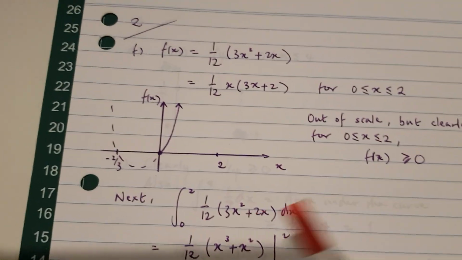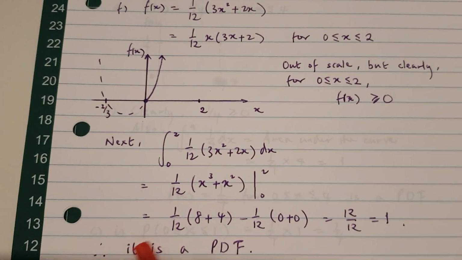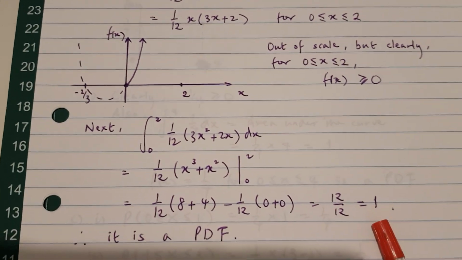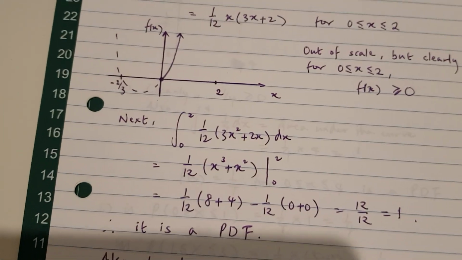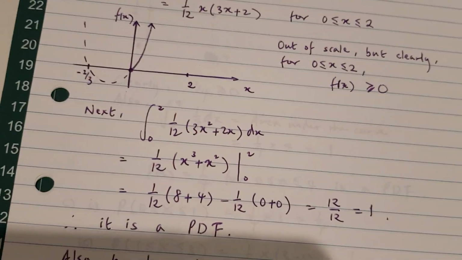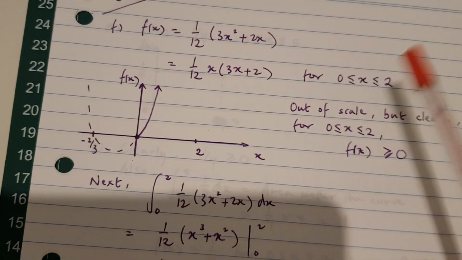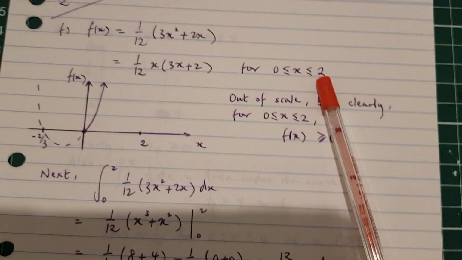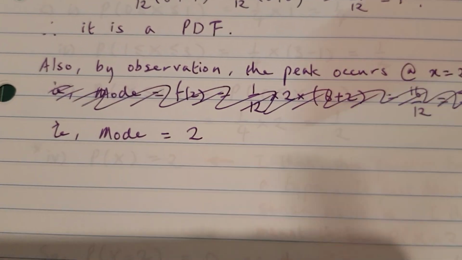So the first condition is ticked off, and then the definite integral, you perform it, and it nicely turns out to be 1. So therefore this is a PDF, and we should now go ahead and find the mode. Now this is increasing, so the mode, the maximum value of this function, occurs at the last value of the x domain, which is 2. So the mode has to be 2.